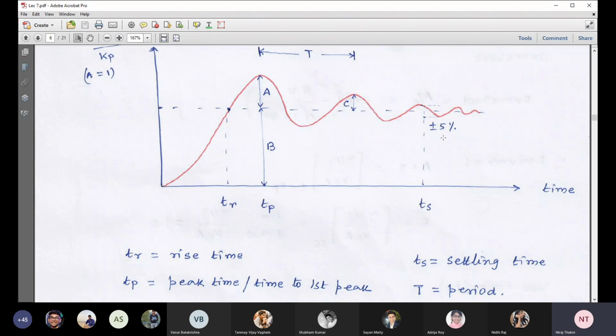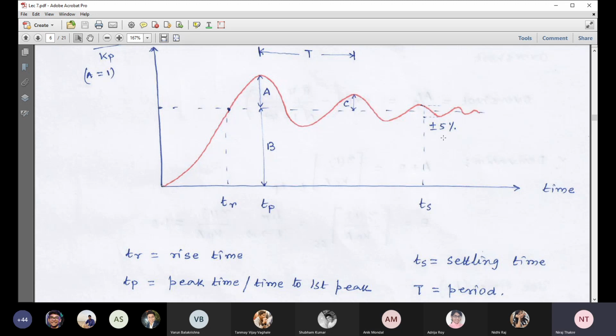Now, what is the expression for TR in terms of capital T? What is the expression or value for TR in terms of capital T? Sir, T by 4. Yes. What's your roll number? Sir, 19CH10009. It is capital T by 4.